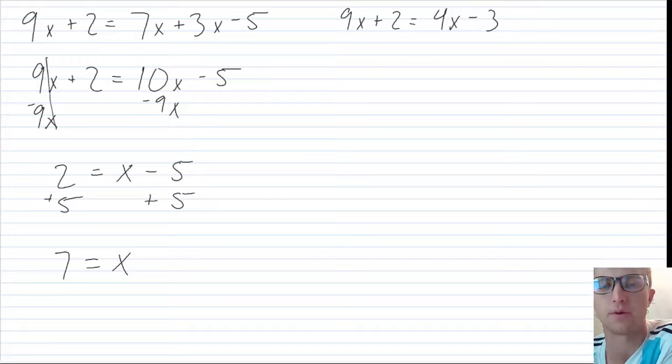9x plus 2 equals 4x minus 3. We can't simplify, but we want to get all the x's to one side, so we'll move the 4x over. Since it's positive, we'll undo it through subtraction. 4x, what we do to one side, we'll do to the other. These things cancel. We're left with negative 3.